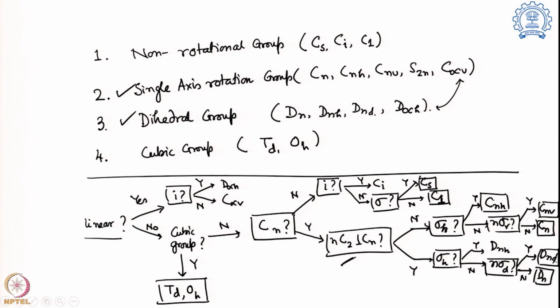So, we have gone through that in detail last class, and over here this DnD is coming because you have sigma D. So, if you have n number of C2s perpendicular to Cn present in this molecule, the sigma V's will obviously bisect those C2s. So, they are actually defined as sigma D. So, we have gone through that part.